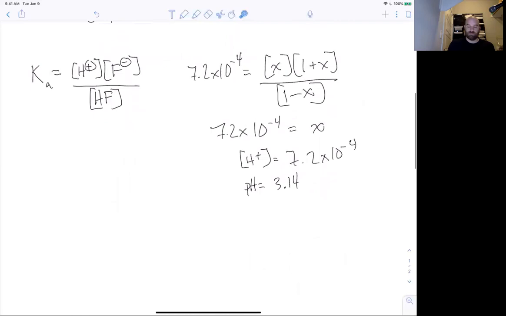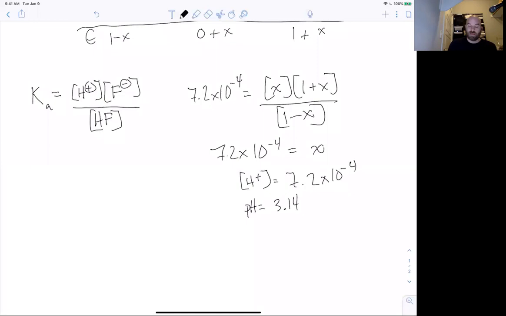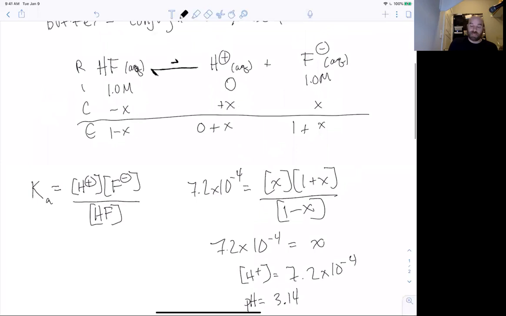Good question. But generally speaking, for the approximations, I know those are small and confusing. These approximations, like 1 minus x, I'm going to say this one last time, like 1 minus x, for example, or over here 1 plus x, are valid as long as k is very small. And the reason it's valid is because not much HF is going to dissociate. So the concentration that you're starting with is just going to stay very close to what it originally was.